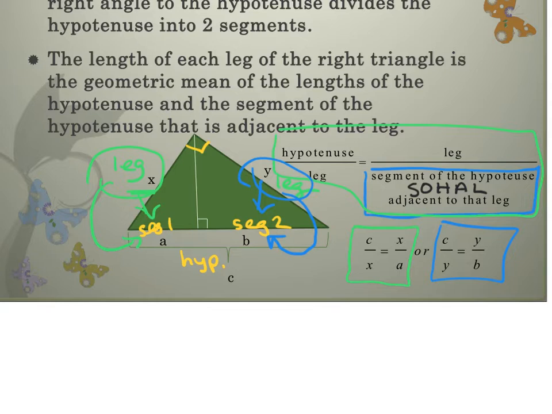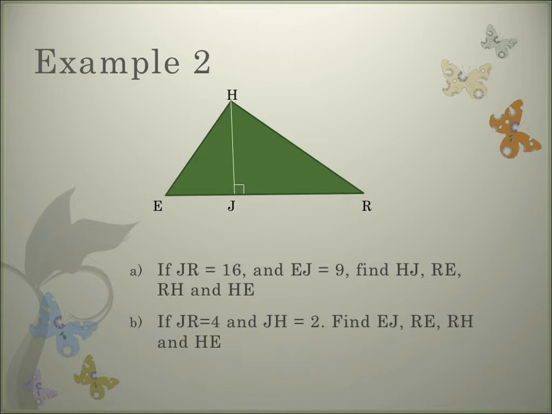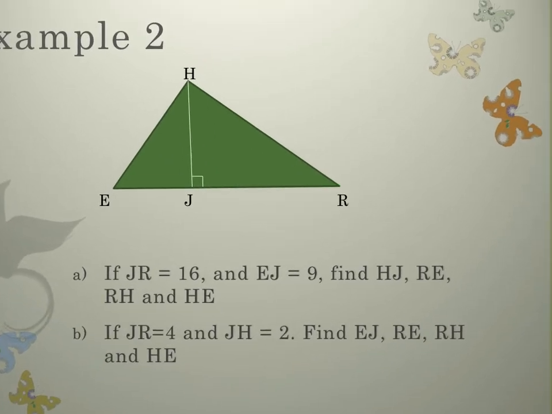On the next slide, we are going to use the 2 proportions that we just learned. All right, first we're going to do A. Remember, this original triangle is a right triangle. I'm going to label the pieces that are given to me in part A. It tells me that JR is 16. Let's do this in black. 16. EJ is 9. It wants me to go back and find all the other missing pieces.